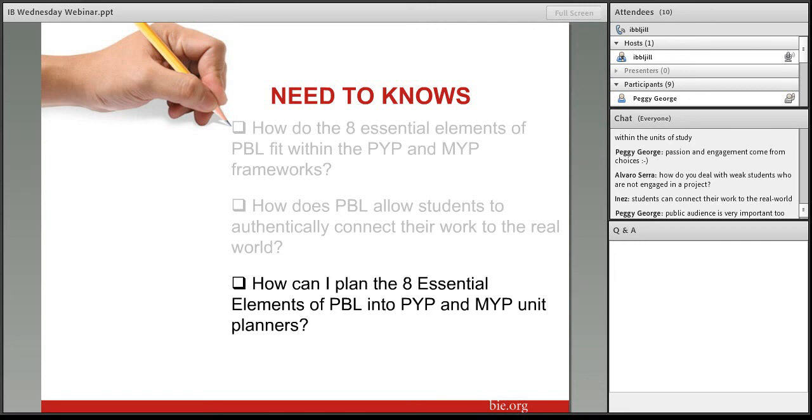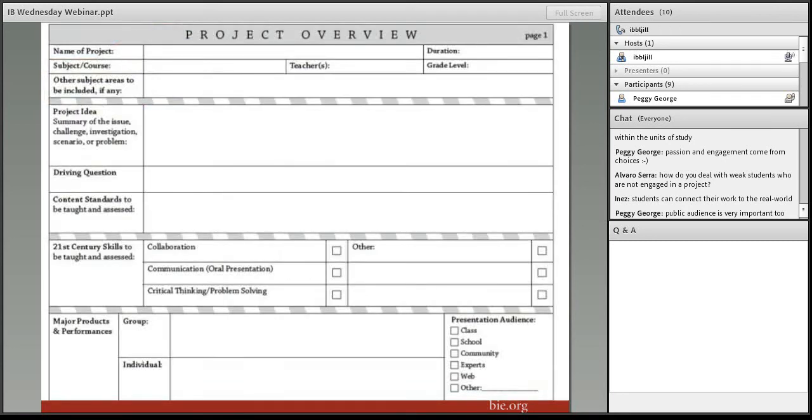And then also as leaders, how do we develop a culture of bringing in the 8 essential elements of PBL into a PBL campus? Or into an IB campus? What does it look like to develop authentic projects that are really being used and they're not just assessment tasks, summative assessment tasks? So we're going to begin with the BIE project overview form.